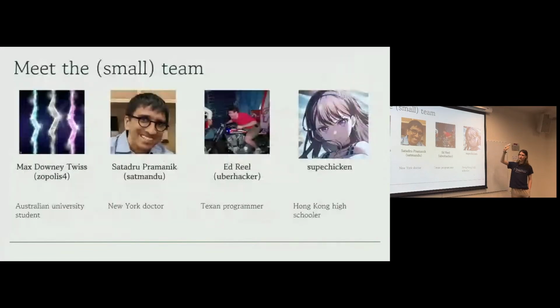Speaking of, here's the team. That's me again. I'm an Australian university student, for those of you who didn't gather. That is Satadru Pramanik, Sat Mandu, he's a doctor in New York. Ed Veal, Uber hacker, programmer in Texas. Subi Chicken, he's a Hong Kong high schooler. We don't know his real name.